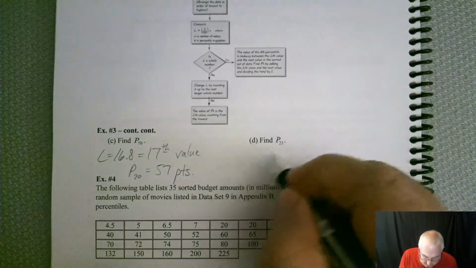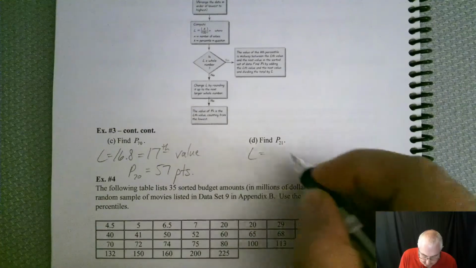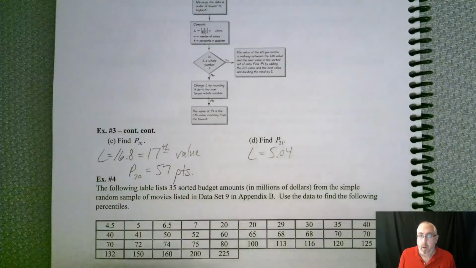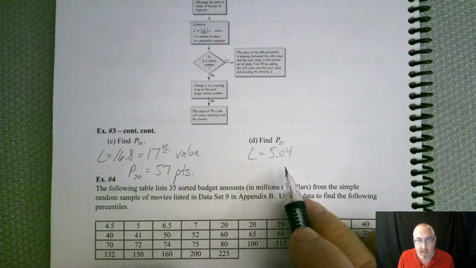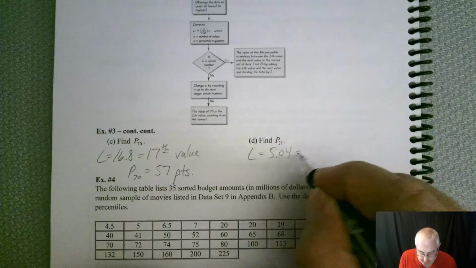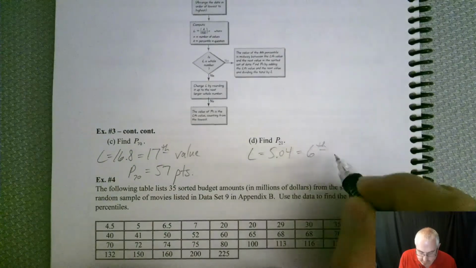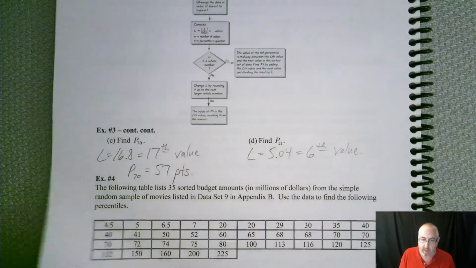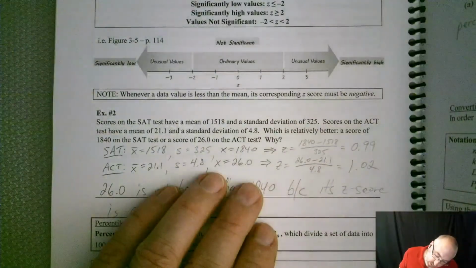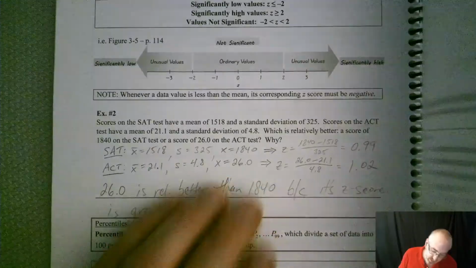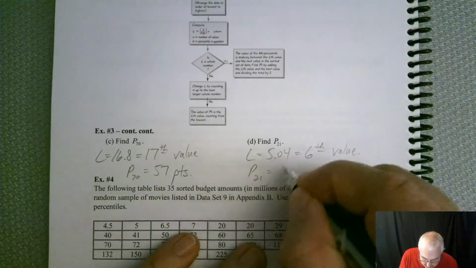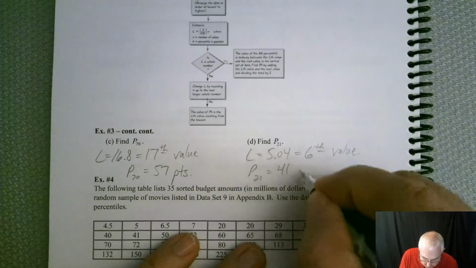All right, so what about P21 now? L was equal to 5.04. Well, even though it's a lot closer to 5, we can't round this down. The rule says to always round it up, so we have to round it up to 6. So the 6th value in our data set, and let me just look real quick. 1, 2, 3, 4, 5, 6. Looks like 41. So P21 is 41 points.